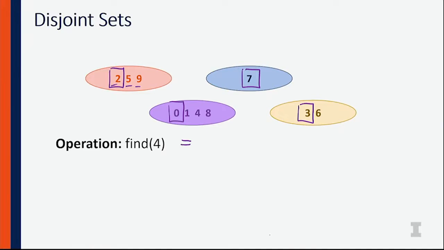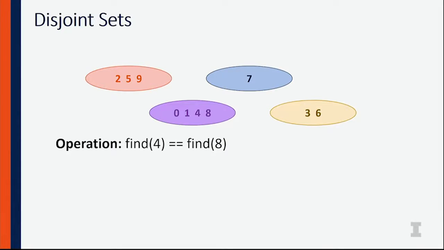So when we find the element 4, what we're going to return is the set identity for that element. So here, finding 4, we say the set identity of that element is 0. Likewise, one operation that we need to ensure is consistent is that find of 4 has the exact same value as find of 8. Find of 4 and find of 8 both need to return the same set identity because both 4 and 8 are in the same set. In this example, we have 0 as a set identity, so both find of 4 and find of 8 are going to return 0. 0 is equal to 0.